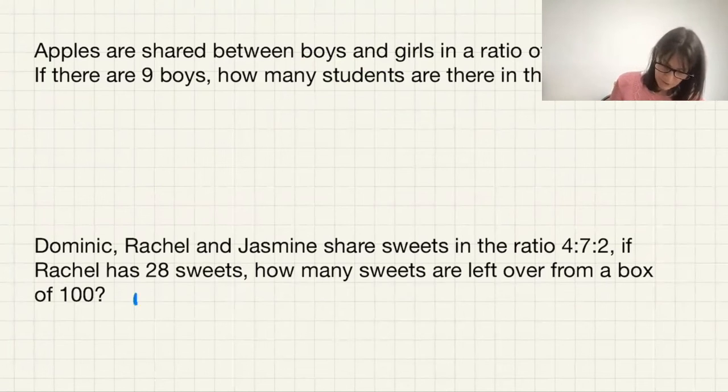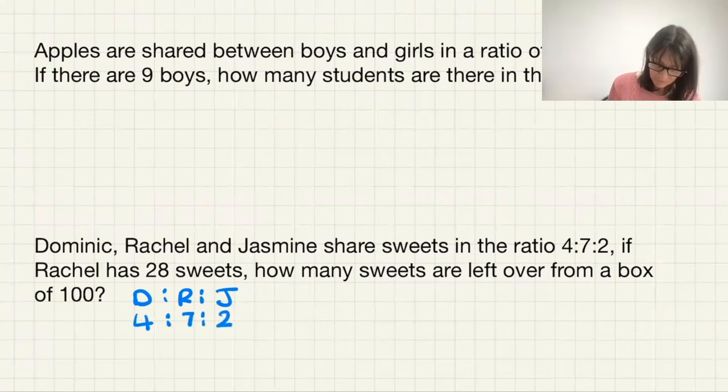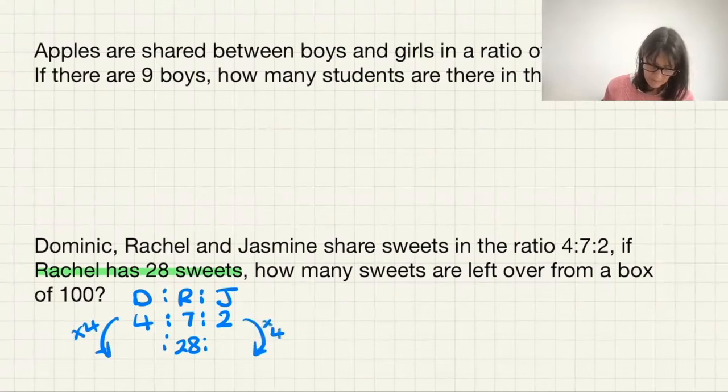Okay, so we've got Dominic and Rachel and Jasmine, 4, 7, 2. We are told that Rachel has 28 sweets. So in Rachel's column, we can put 28. And then we've got to think about how we get from 7 to 28. We times by 4, which means we're going to times everything by 4. So 4 fours are 16 and 2 fours are 8. So that's how many sweets they all get.